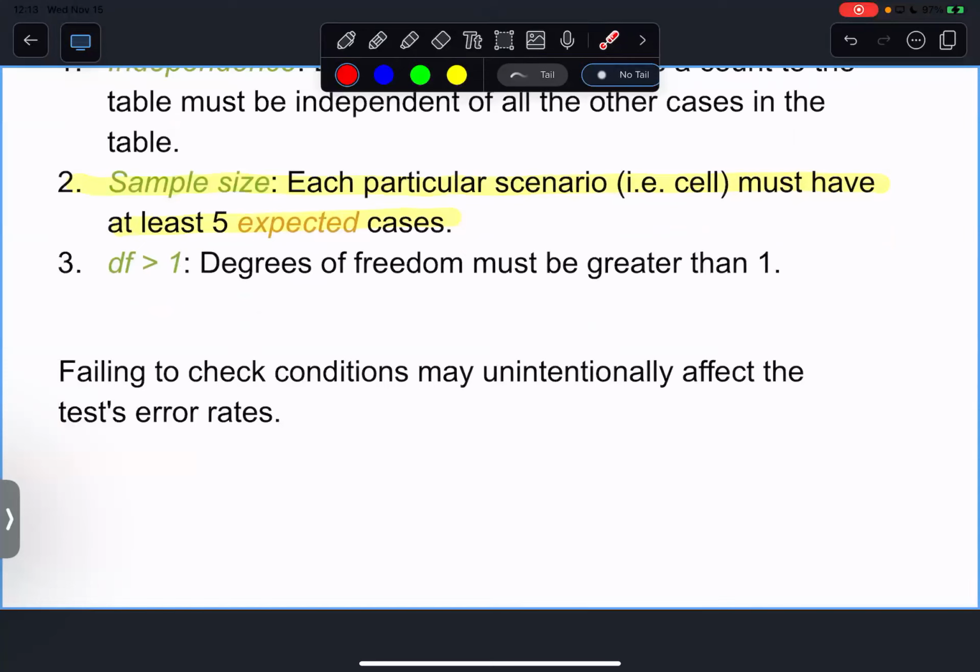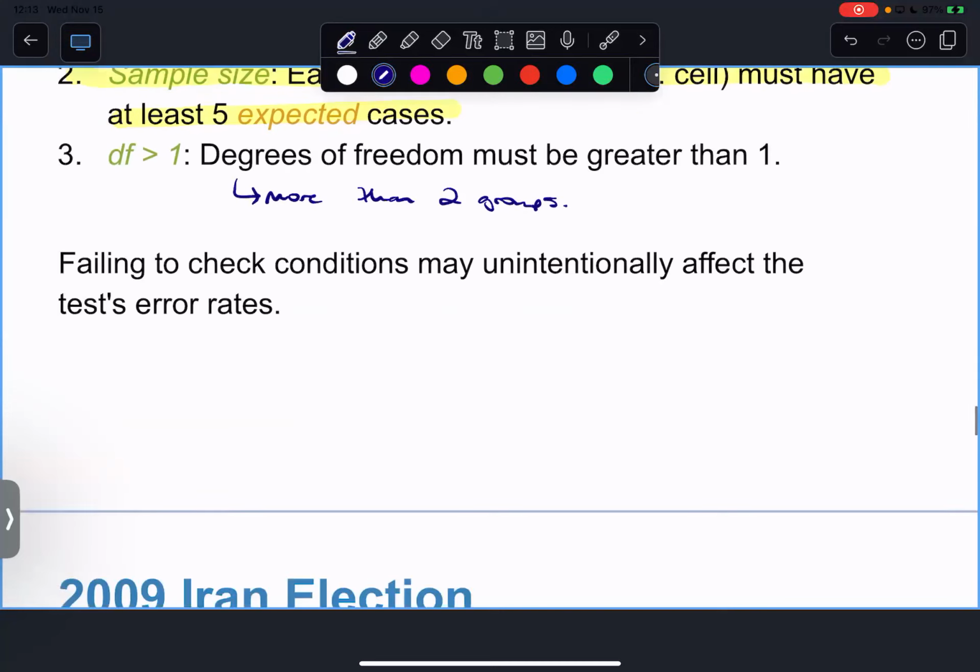Degrees of freedom has to be greater than 1, meaning, well, to get a degrees of freedom of 1, you would have 2 groups. Well, that's just a two sample proportion situation. So then you shouldn't be using chi-squared, you should be using a z-test for two sample proportions, right? So this is really saying that we have to have more than two groups, which kind of goes without saying, so you can ignore that one.